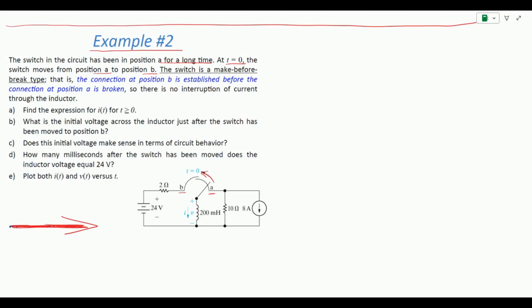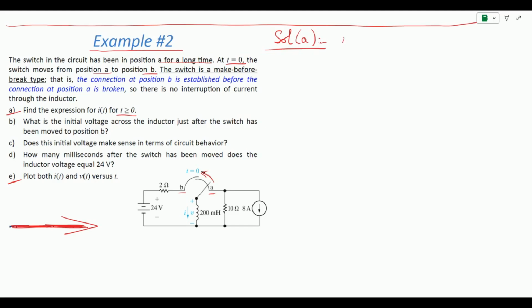We have been asked what happens to the inductor, and you need to figure out these 5 unknowns from point A to point B. So let us try to solve this one step at a time. Let us take the first part, where we need to find the expression for the current when the time is greater than or equal to 0. This means after the switch has been moved from point A to point B. But before we can go about this, we first need to know the equation for the current in the step response behavior.